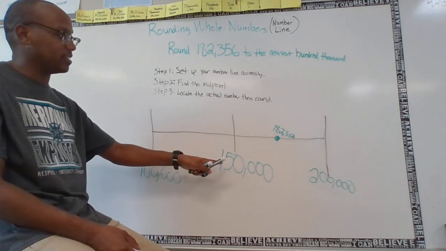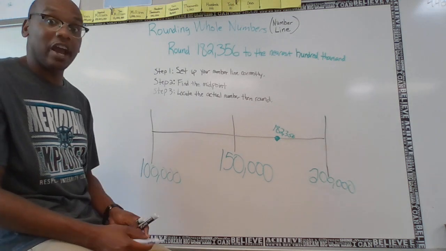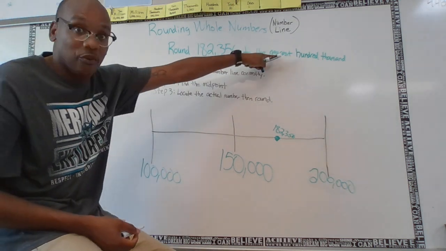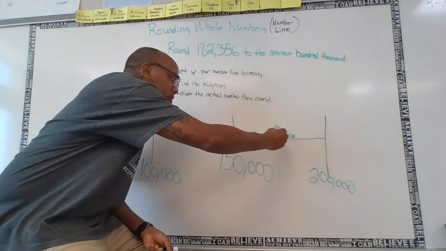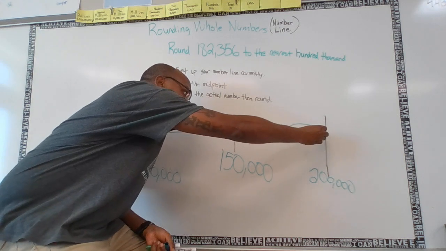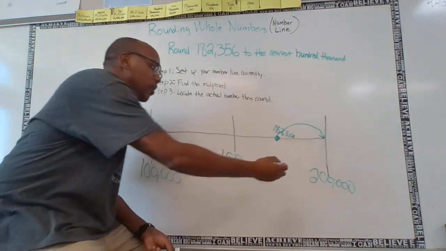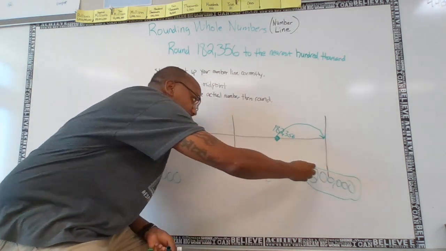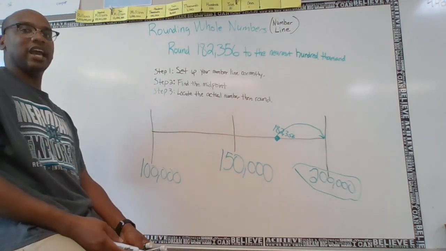It's past this. And if you're asking yourself, well, what is the nearest 100,000? Clearly, my nearest 100,000 is 200,000. So it would round up to 200,000. That would be the answer.